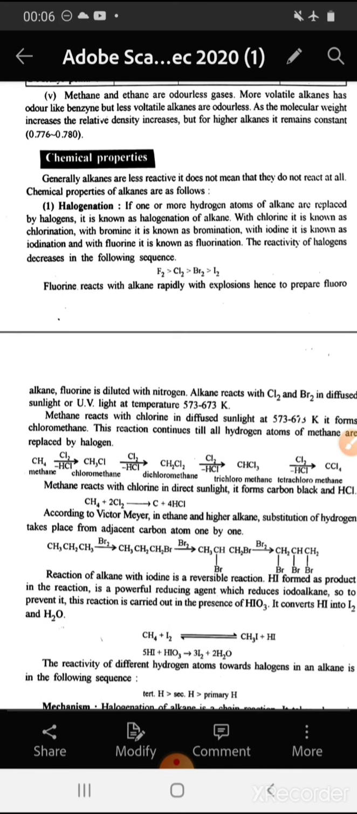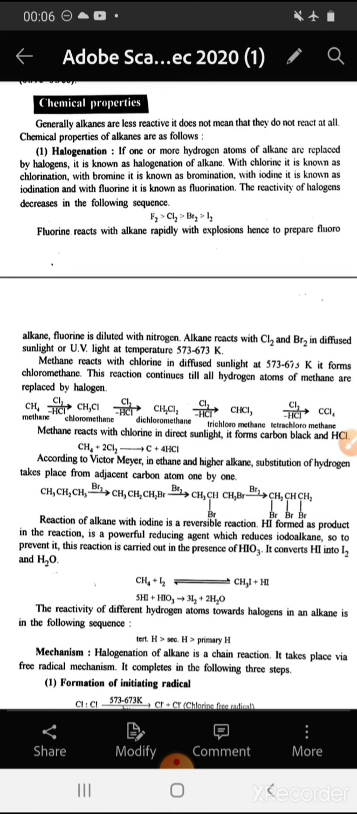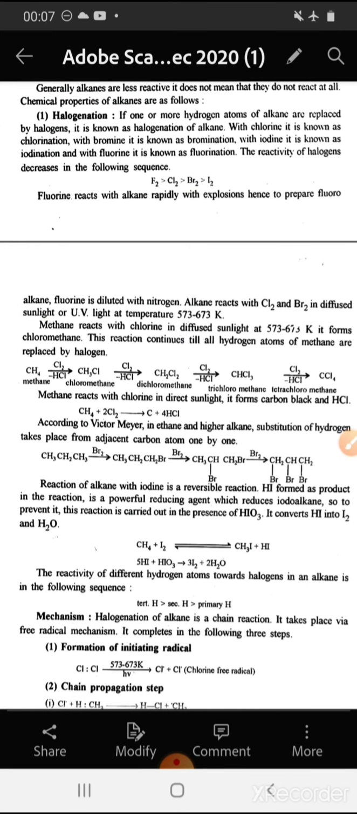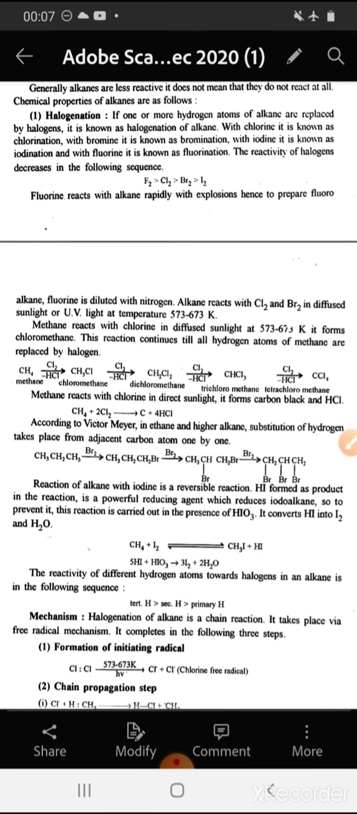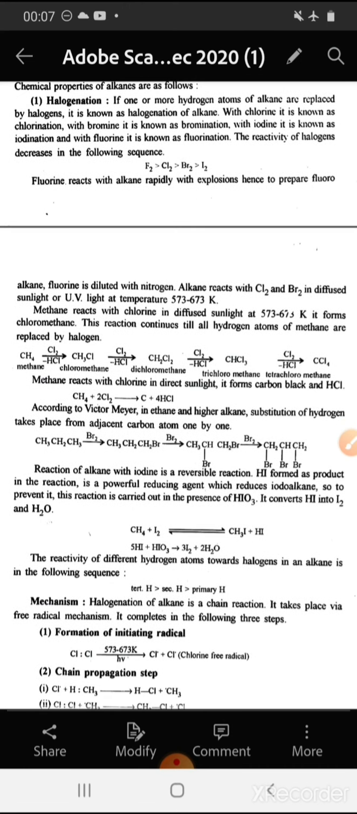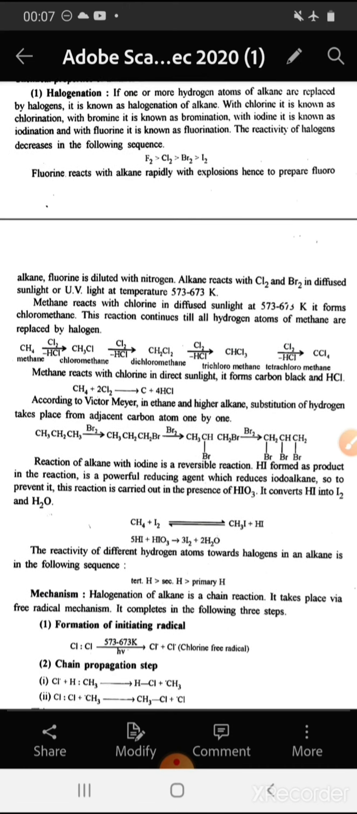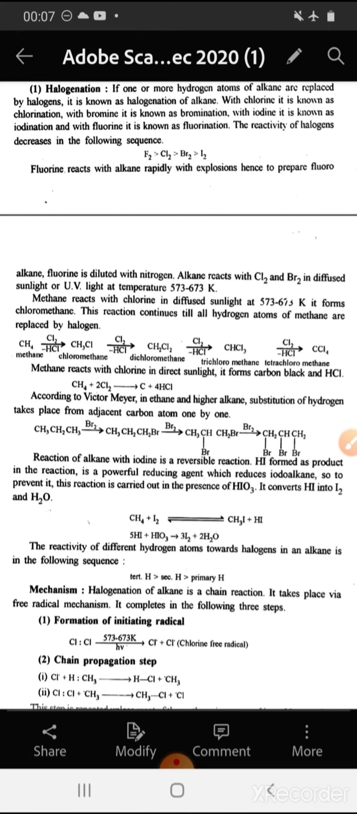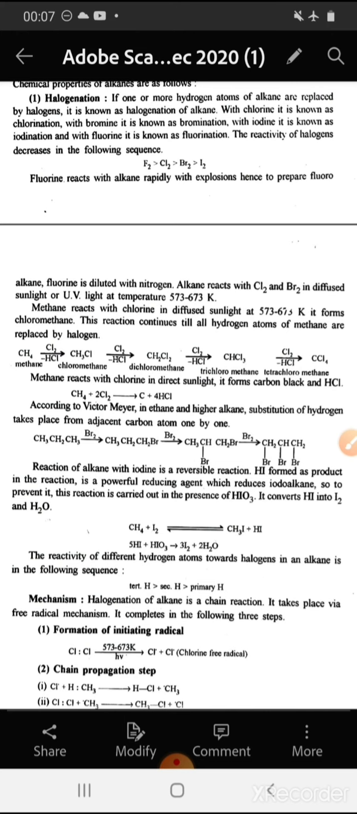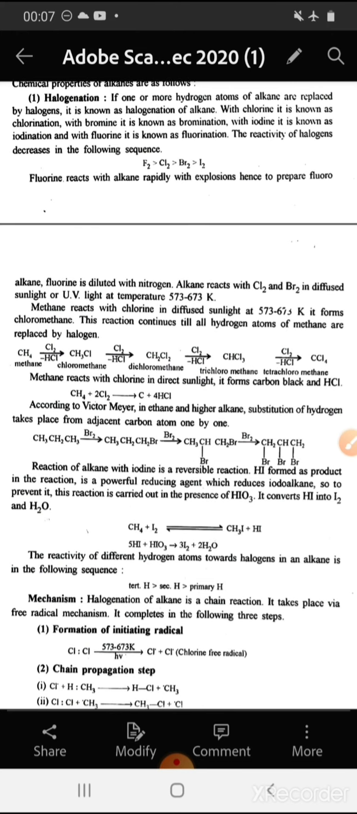Now we come to the chemical properties. Let's take them one by one. First we take up is halogenation. If one or more hydrogen atoms of alkanes are replaced by halogens, it is known as halogenation of alkanes. With chlorine it is known as chlorination. With bromine it is known as bromination. With iodine it is known as iodination, and with fluorine it is known as fluorination.